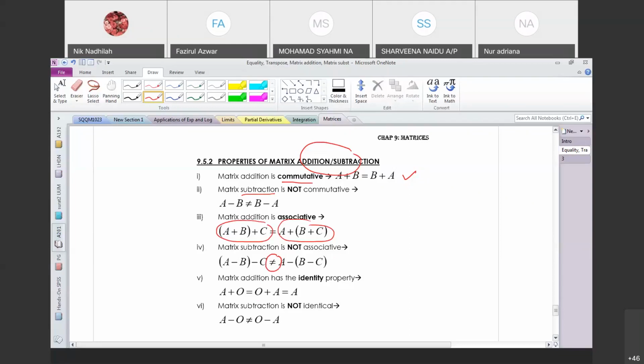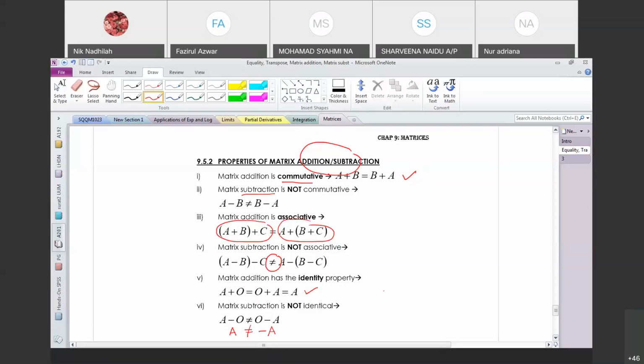Matrix addition has the identity property. A plus 0. That means any matrix A plus a null matrix is the same as a null matrix plus matrix A, the same as A. And then matrix subtraction does not have this, because A minus 0, you will get A, but for a null matrix minus A, you will get negative A.